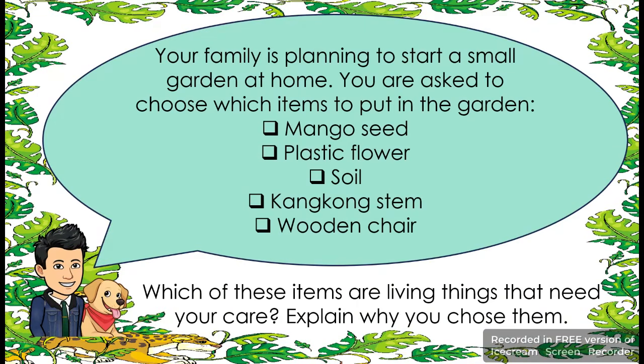Your family is planning to start a small garden at home. You are asked to choose which item to put in the garden. The items are mango seeds, plastic flower, soil, kangkong stem, and wooden chair. Which of these items are living things that need your care? Explain why you choose them.